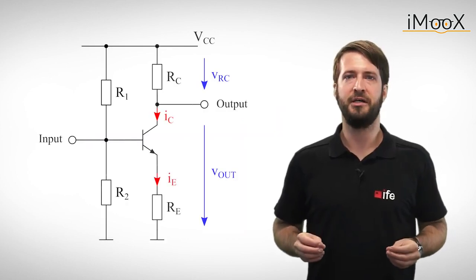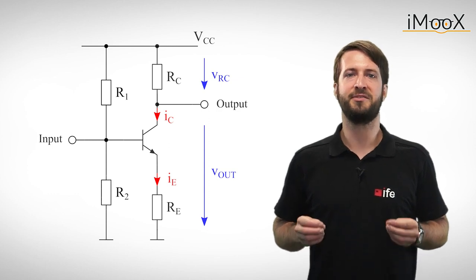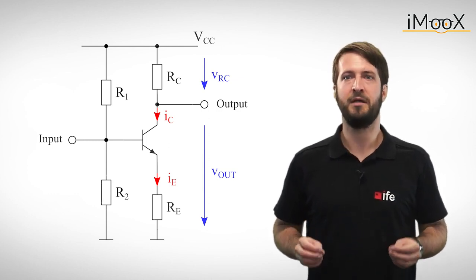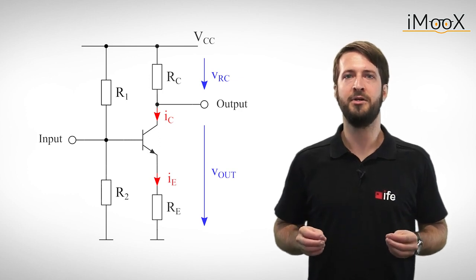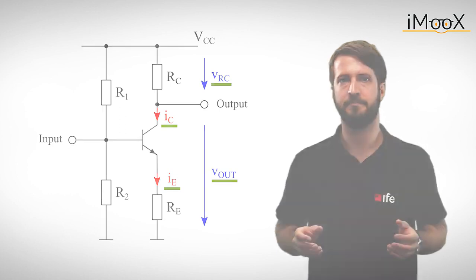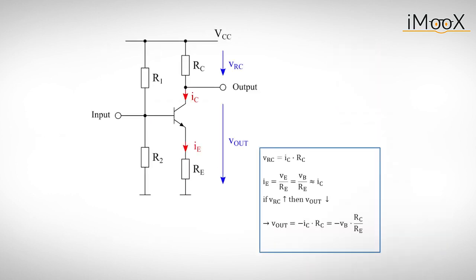We now only want to consider the alternating values of the circuit, since the signals we want to amplify are AC signals. It is common to describe the alternating values with small letters. If we look at the output voltage, we can see that the rise in IC causes an increasing voltage drop at the resistor RC, and therefore a decreasing voltage at the output. So we can write Vout is minus IC times RC. Or, if we insert the formula above, we get Vout is minus VB times RC divided by RE.